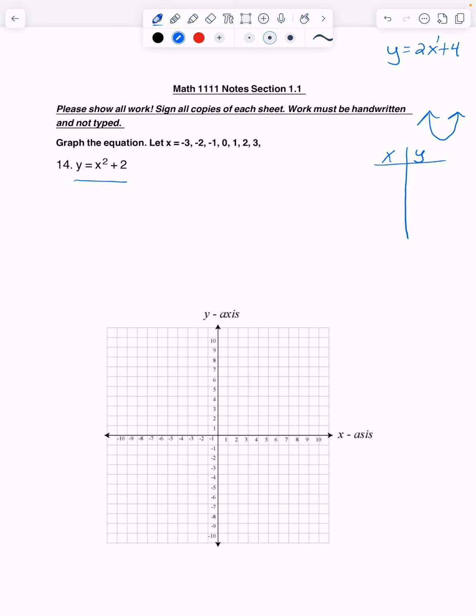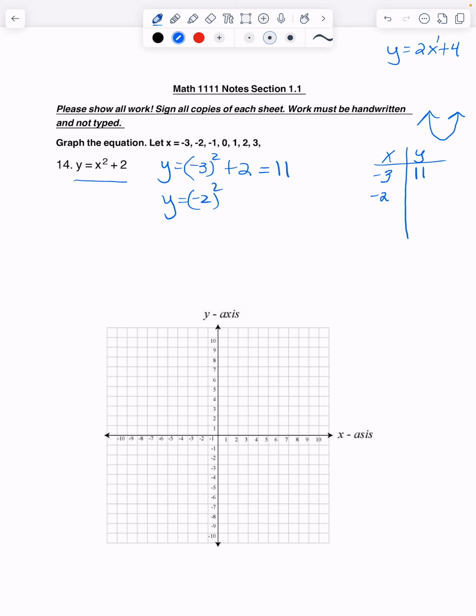In this example, I've asked you to let x be -3. So if we plug that in, we get y equals -3 squared plus 2. We're substituting the x in for -3. -3 squared is +9, and 9 plus 2 is 11. So the first point on our graph is (-3, 11), and we would continue to go through all of these points, replacing the x with any value.